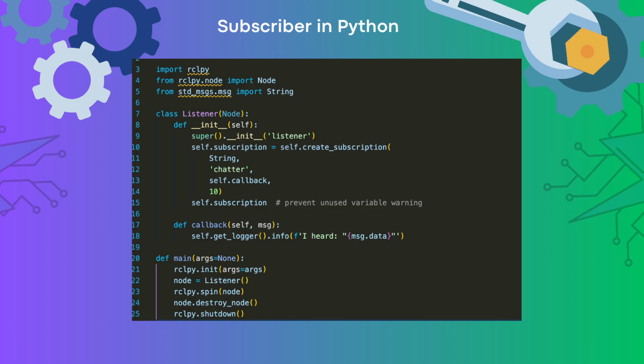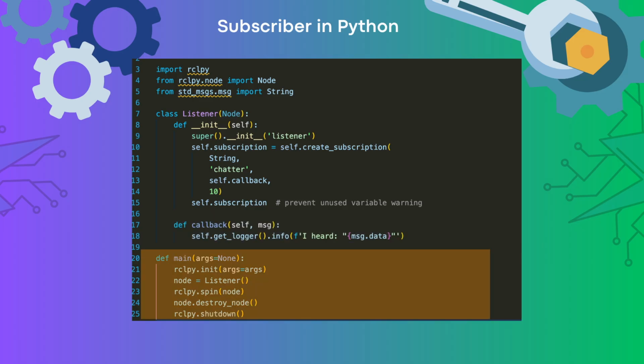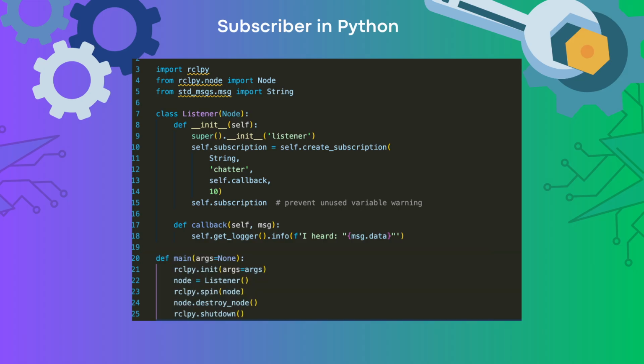The queue size is 10, just like the publisher. Inside the callback, we simply print the message. Finally, the main function is exactly what you would expect. This keeps the node alive so it can continue receiving messages.